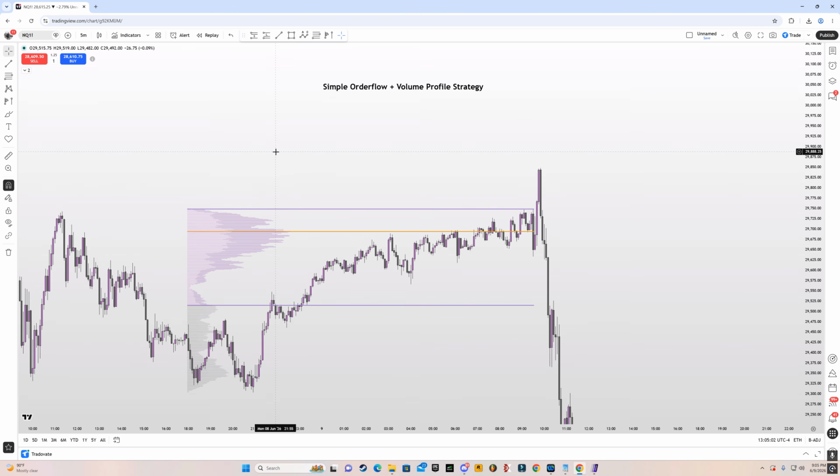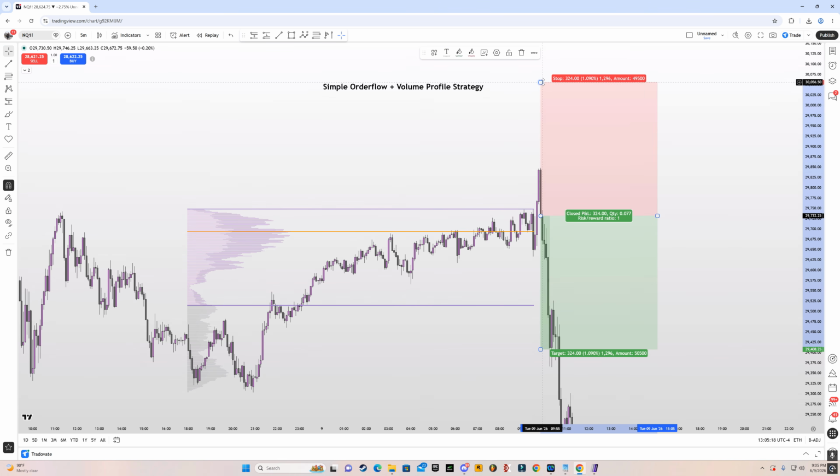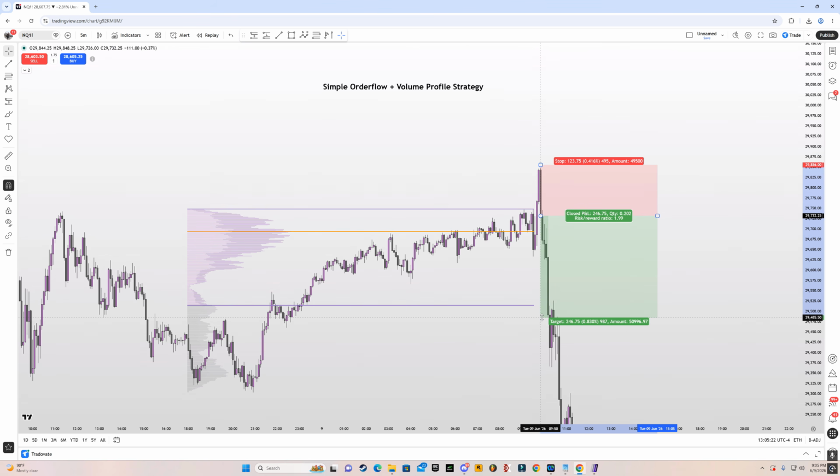Okay, this is a very simple strategy. All you got to do is plot volume profile on the chart using specific timings that I'm going to teach you in this video. This is the simplest way to use order flow with volume profile or even ICT. After watching this video, you'll be able to take trades like this and make easy moolah. All right, so let's start.